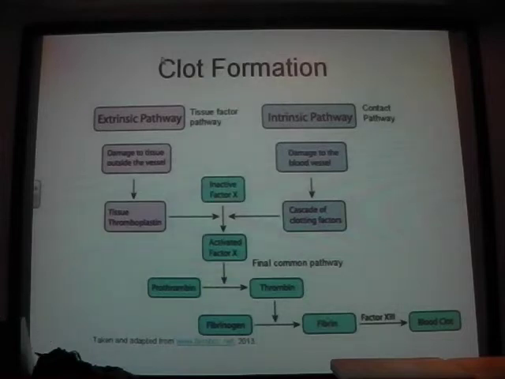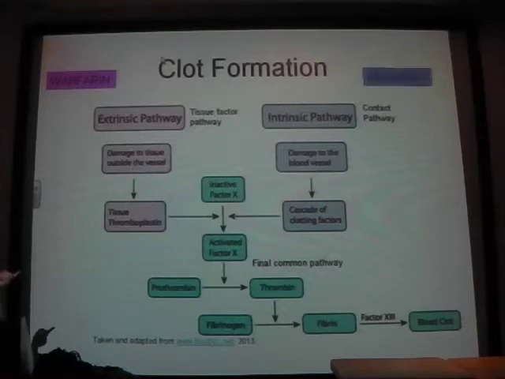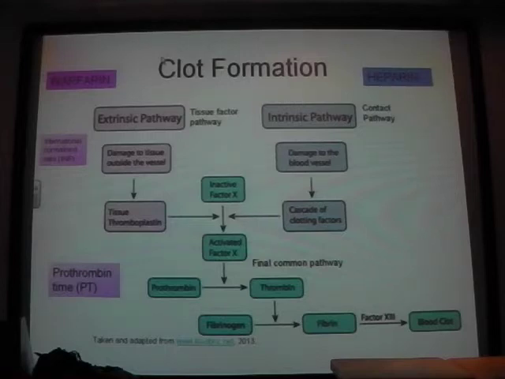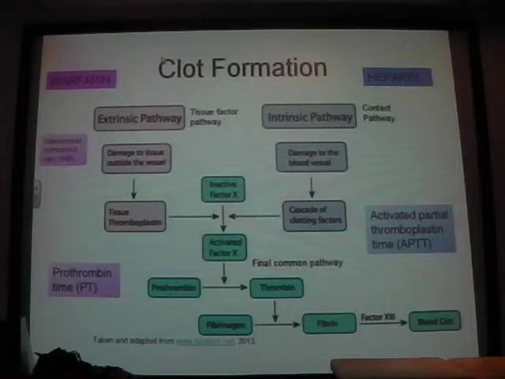The reason I put it on is that you just need to know that clots can be formed by the intrinsic or extrinsic coagulation pathways, and these are important clinically. Warfarin acts on the extrinsic and heparin acts on the intrinsic. We measure warfarin with the INR, or you can measure the prothrombin time as another method of measuring the extrinsic pathway. And the APTT and the APTT ratio we can use to work out the intrinsic pathway.